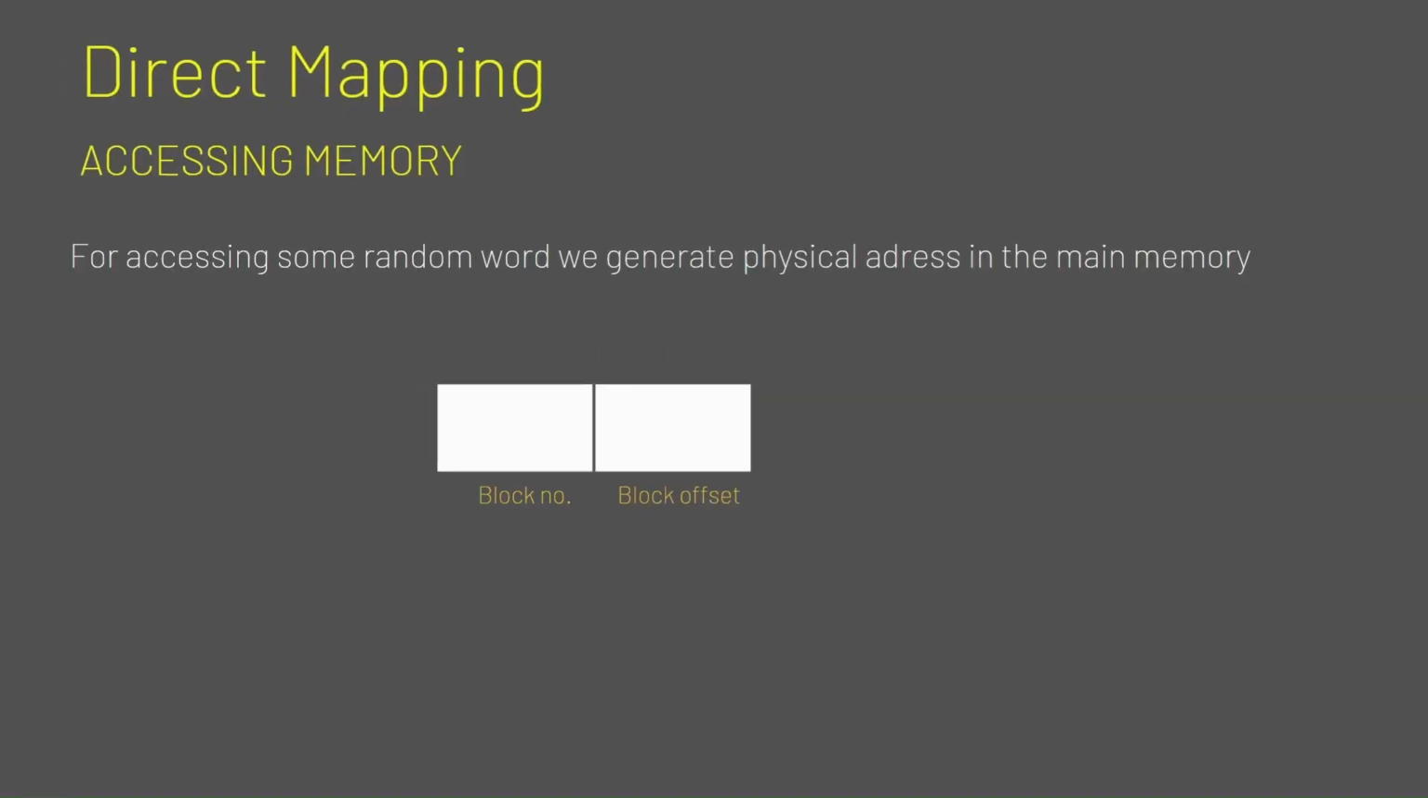Now next is accessing memory. For accessing some random word, we generate a physical address in the memory. This physical address basically consists of two parts. First is the block number and the second one is the block offset.